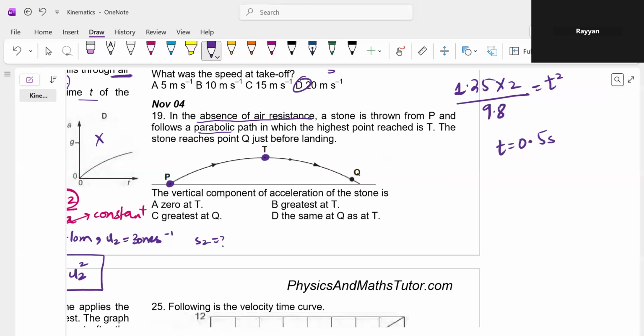That's not right, because at T it will be 0.